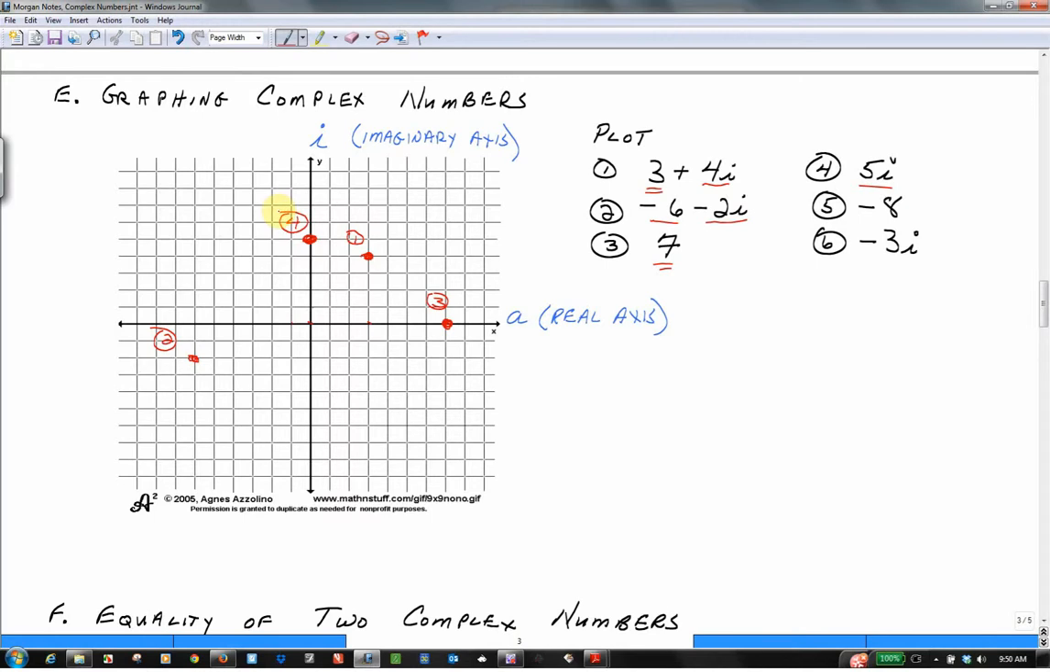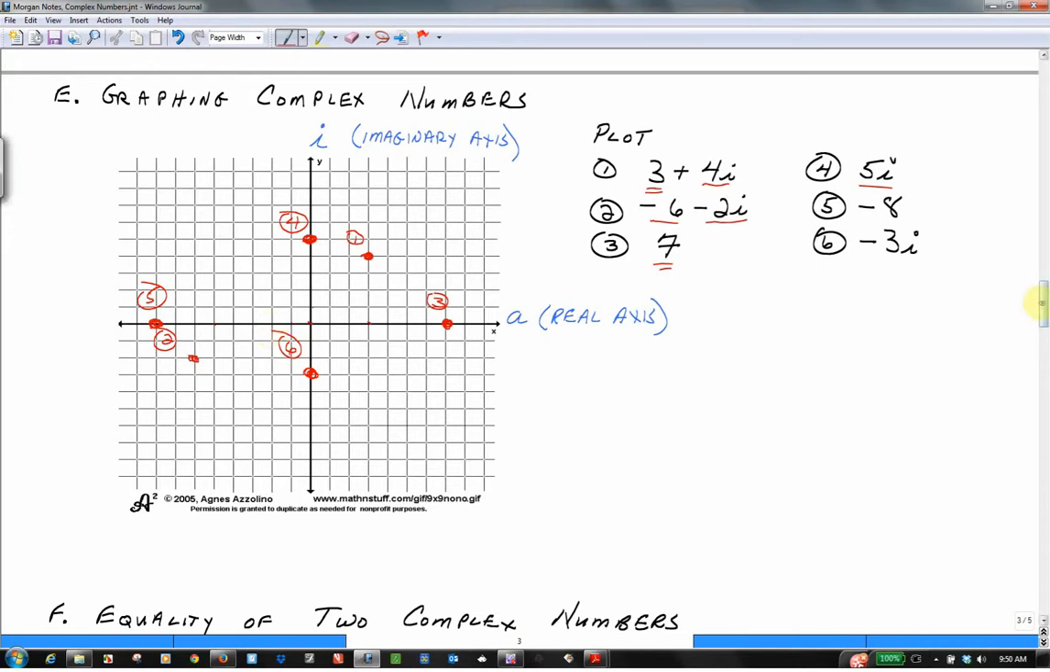Point 5 is a negative 8 in the real portion. So we would be at 1, 2, 3, 4, 5, 6, 7, 8 right here. That's point number 5. And lastly, point number 6 does not have a real portion, so it's going to be on the imaginary axis at a negative 3i, 1, 2, 3. That would be point number 6. Okay, let's go on. That's pretty easy.